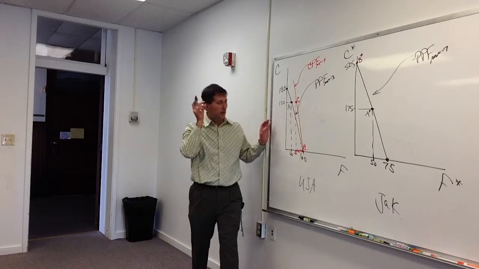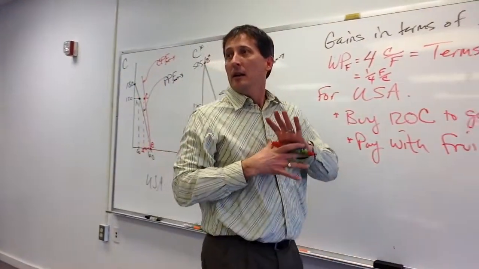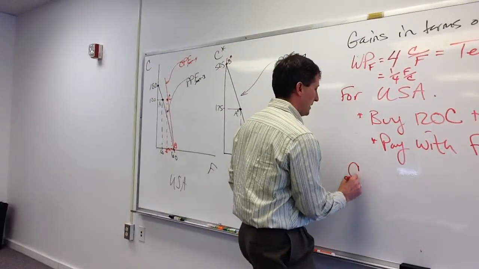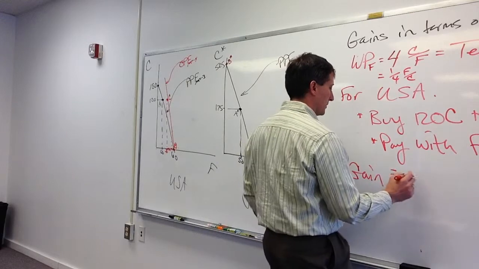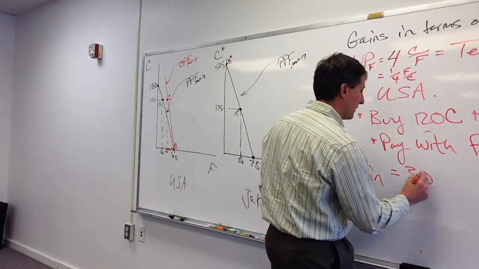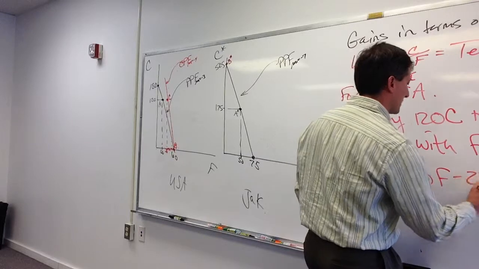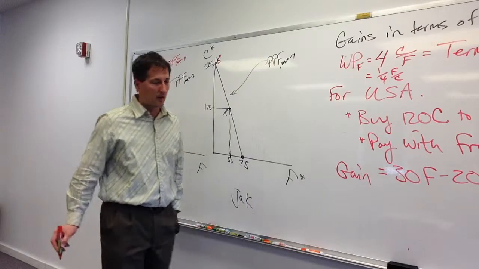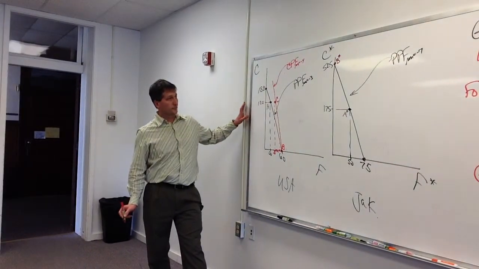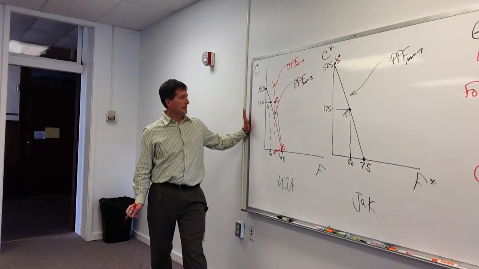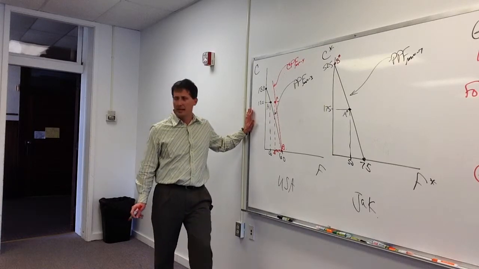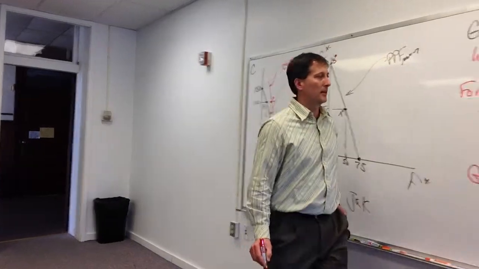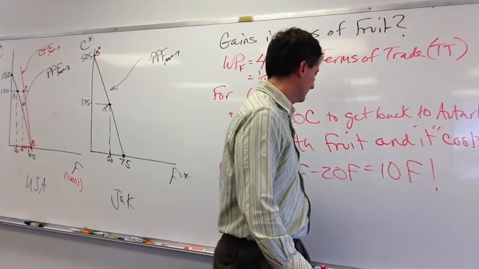And so then what's the gain from trade? 10, just 10. So the gain is equal to the 30 we're left with minus the 20 we started with is 10 fruit. And technically, were we in thousands for this? Yeah. So remember, we're in thousands. So this is 10,000 fruit.